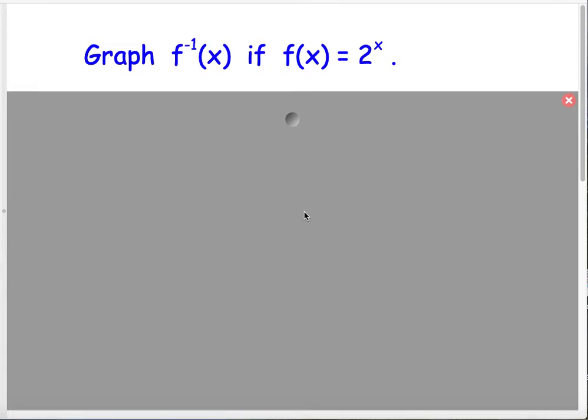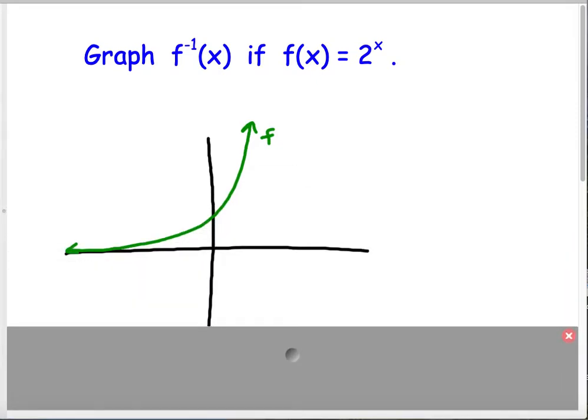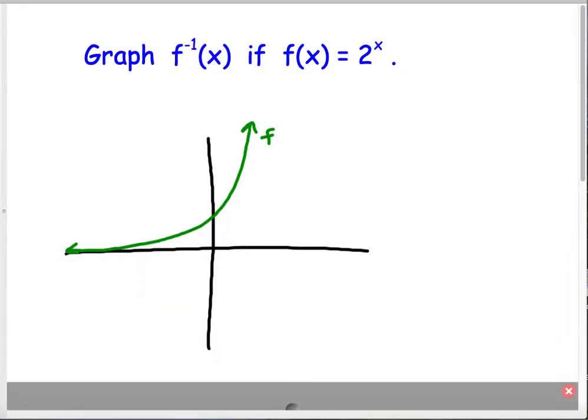So we've looked at exponential functions, and I guess it would be time then to look at the inverses of those. So let's graph the inverse of f if f of x is equal to 2 to the x. Now you might want to hit pause for a second and try it, and then go ahead and see how you did.